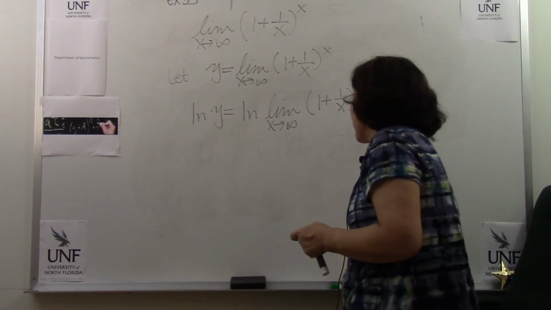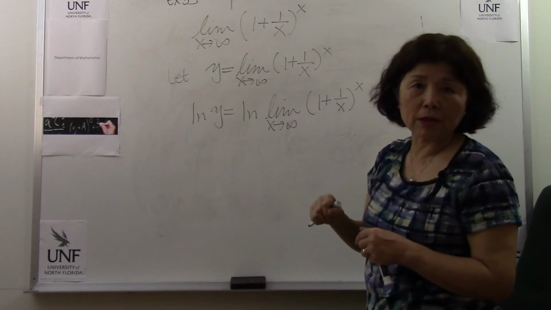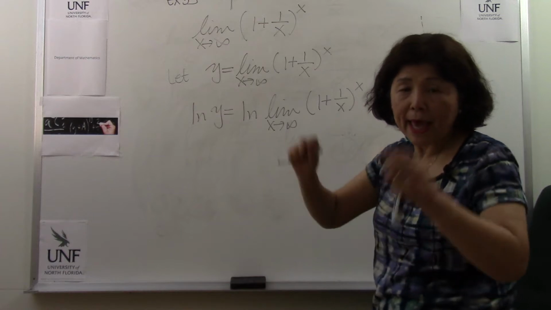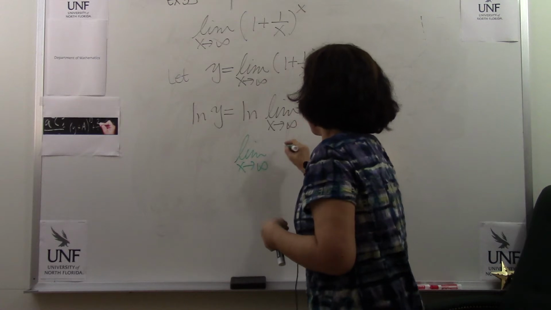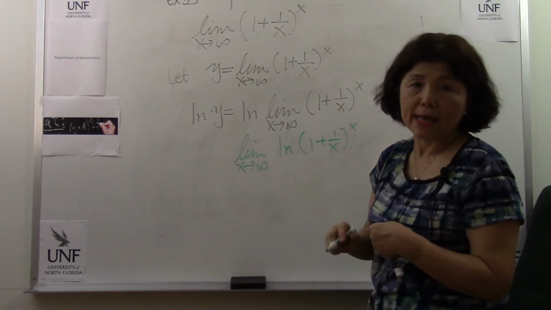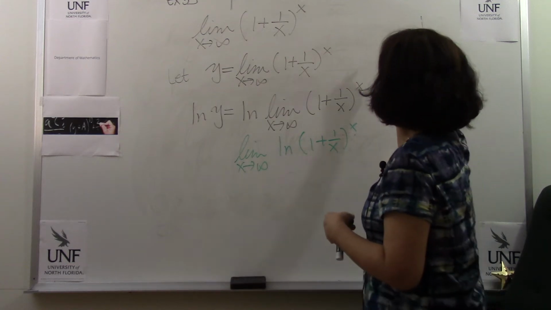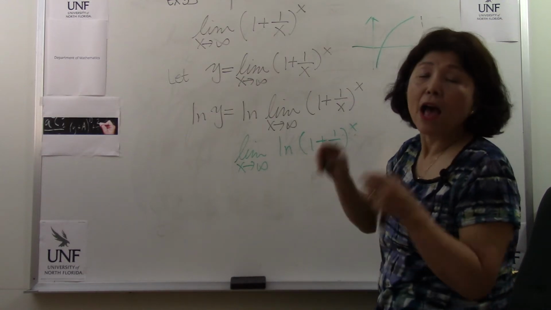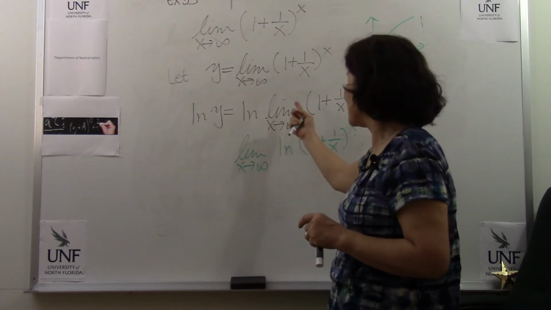Here comes a real magic. The limit process and the natural log. As is, we apply this limit first and then take the log, right? Can we switch the order so that we have the limit as x goes to infinity of ln of (1 plus 1 over x) to the x? Yes, we can do so if this function is continuous. The natural log function is continuous. See, the graph is like this. The function is continuous.